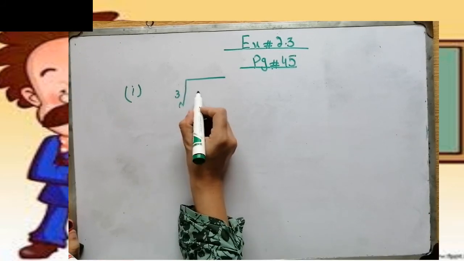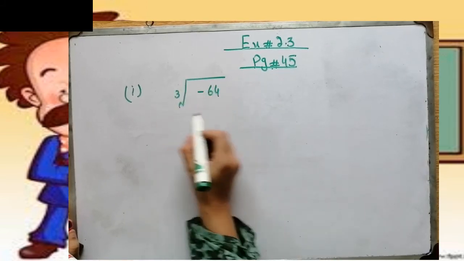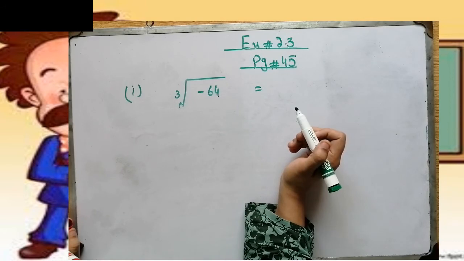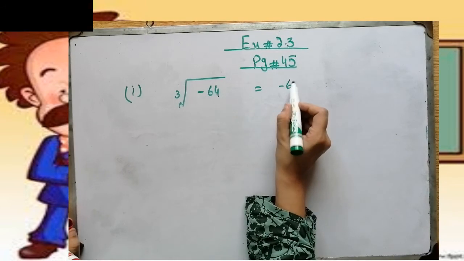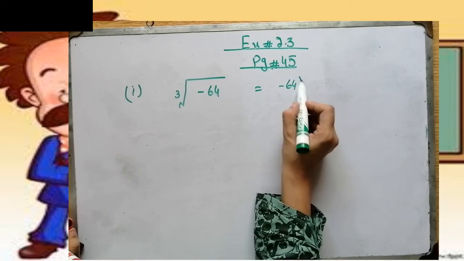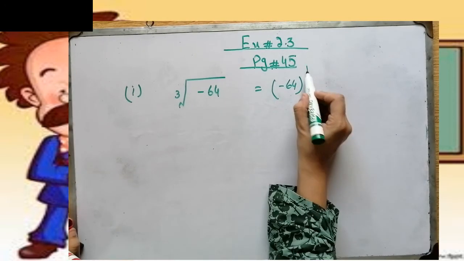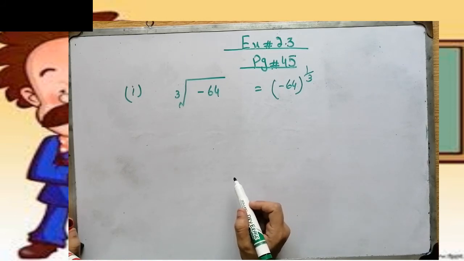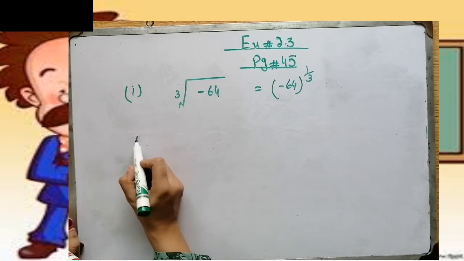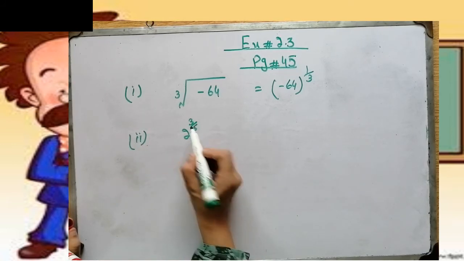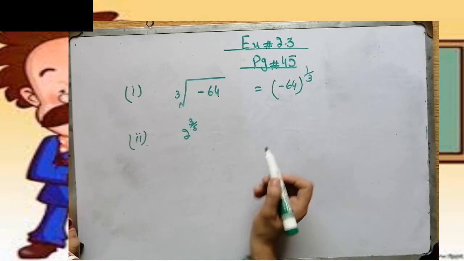The cube root of minus 64. This form is called the radical form. So how can we write it in exponential notation? We write 64, this is the base, our radicand. So first we write the radicand and then write down 1 by 3. This form is called exponential notation. Understood, beta? Okay. Similarly, the second one is 2 power 3 by 5.